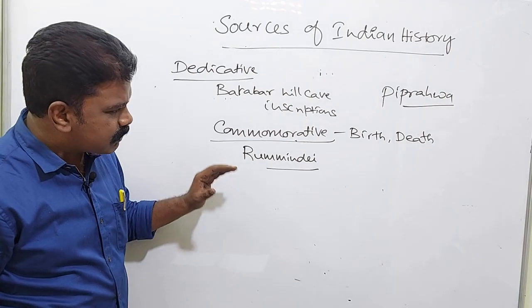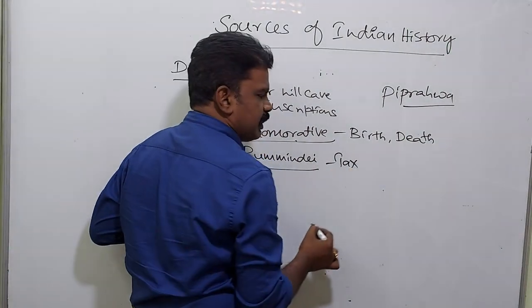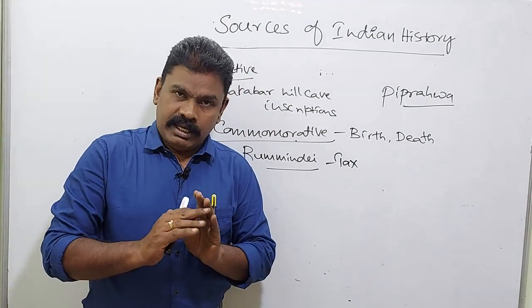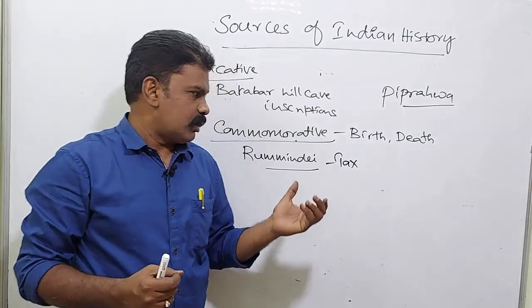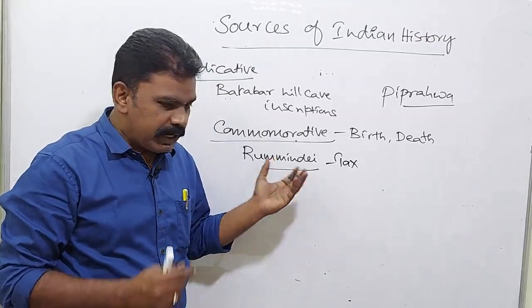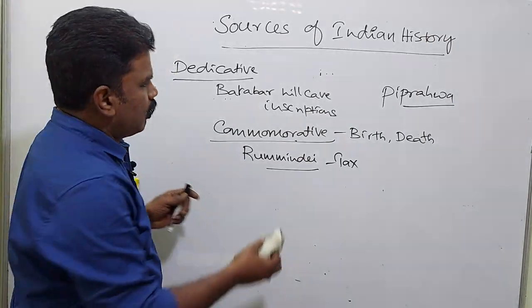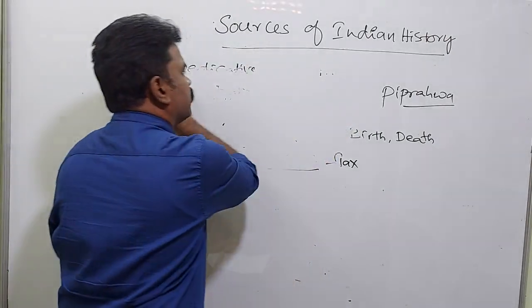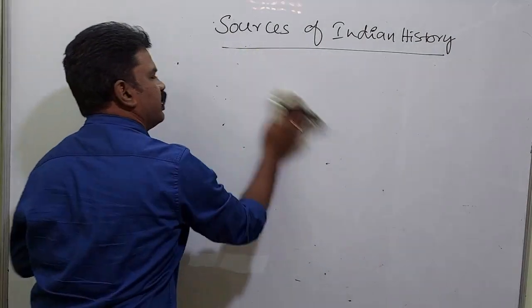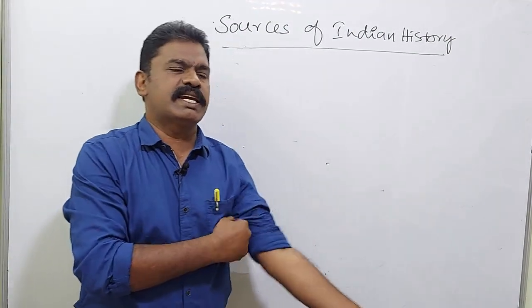The Rummindai inscription also speaks about the tax system, because Ashoka withdrew the collection of taxes in the Rummindai area. Rummindai people were exempted from tax. So like this, there were different types of inscriptions. Inscriptions are divided into different types. Based on the information available in the inscriptions, we can reconstruct Indian history.